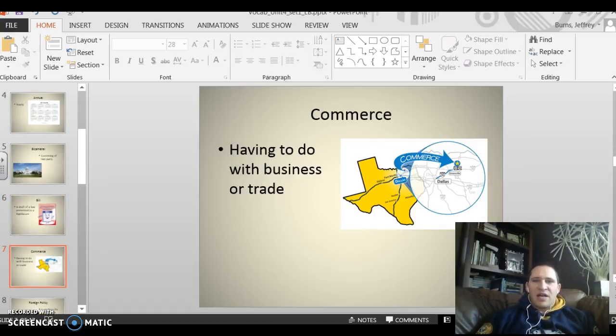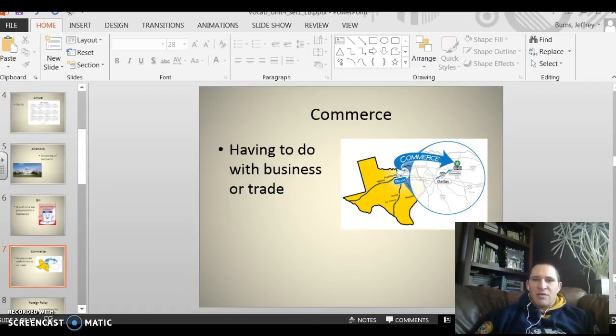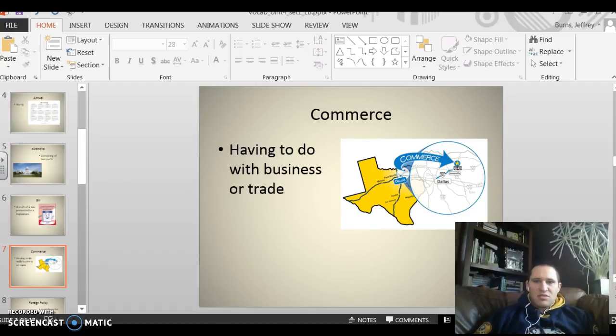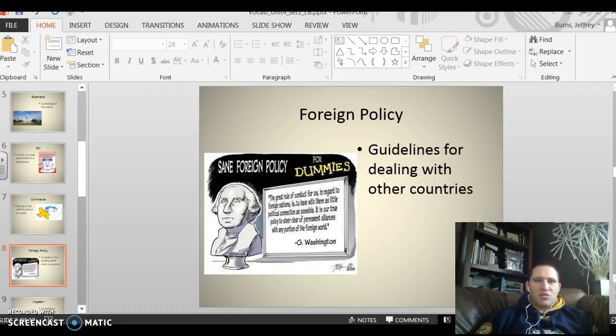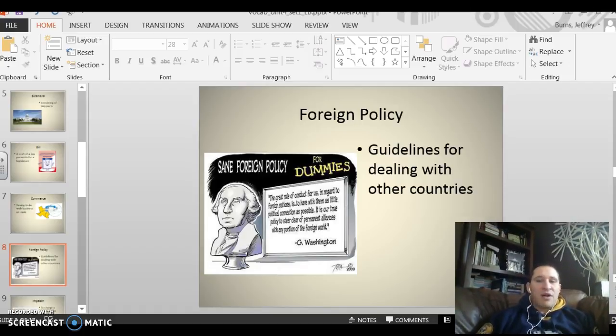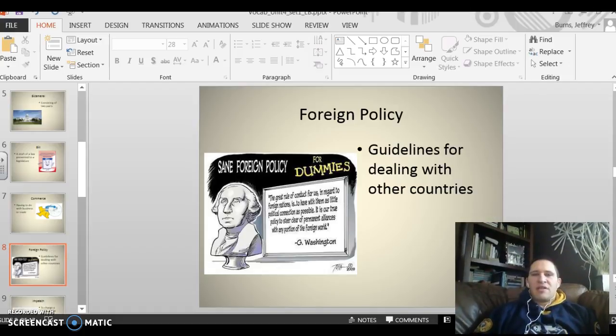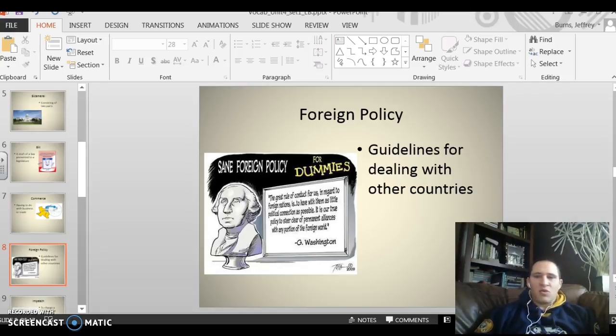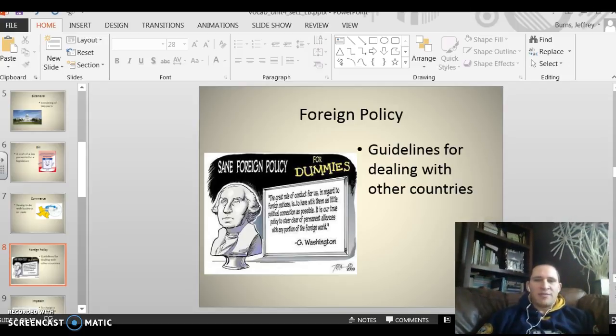All right, the next word is commerce, which is having to do with business or trade. So commerce. The legislative branch is responsible for regulating interstate commerce. All right, so going to the next page, the word is foreign policy. And that is how we deal with other countries. It's our policies dealing with these nations that might be our enemies and they might be our friends. But Congress is the only group that can deal with foreign nations. States and local governments cannot do that, only the national government.